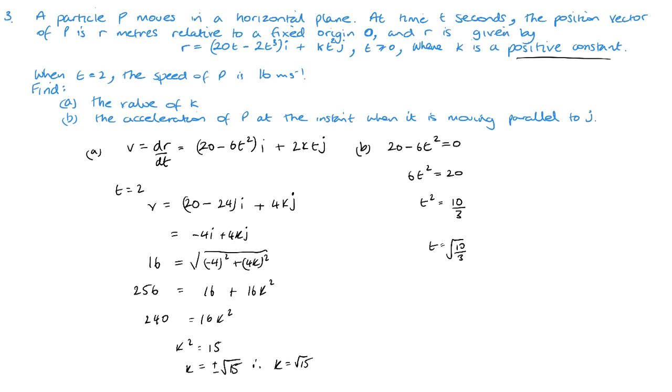So we've worked out t, we need to work out what a is. So dv by dt, so that is minus 12i. Now, plus, now it's 2kj, but k is root 15, so it's 2 root 15 j.